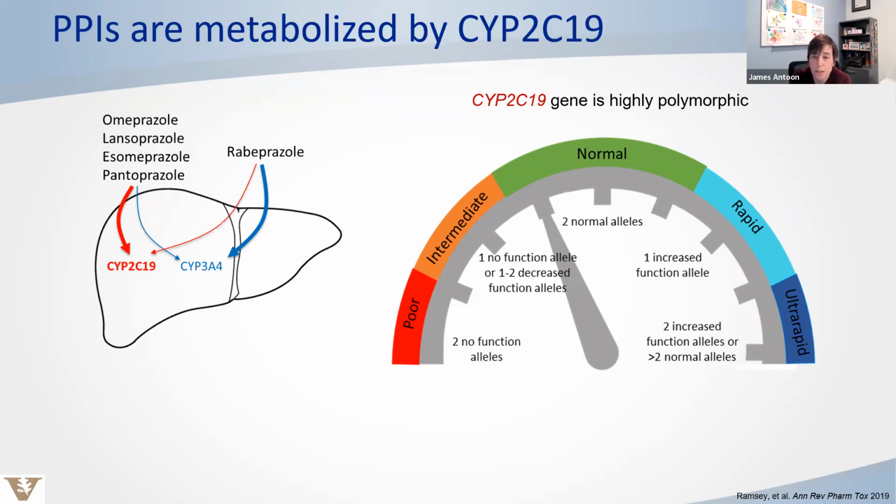So CYP2C19 is a gene that is highly polymorphic, meaning that within the population, people have very different functional levels of this enzyme. Everything from poor metabolizers that have no function whatsoever. This isn't associated with disease or not being a healthy human being, as Sybil Van Cleve demonstrated for us, all the way up to ultra rapid metabolizers that have actually increased CYP2C19 expression and can really chew up this drug. Next slide.